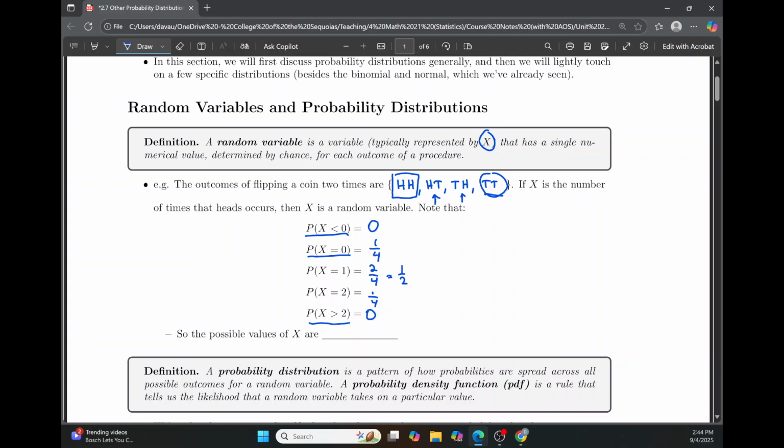So in other words, there are 3 possible values that x could take on. It could be 0, it could be 1, or it could be 2. Which of those values it takes on is completely determined by chance, and that makes x a random variable. The possible values of x are 0, 1, and 2. So that's the idea of random variables generally.